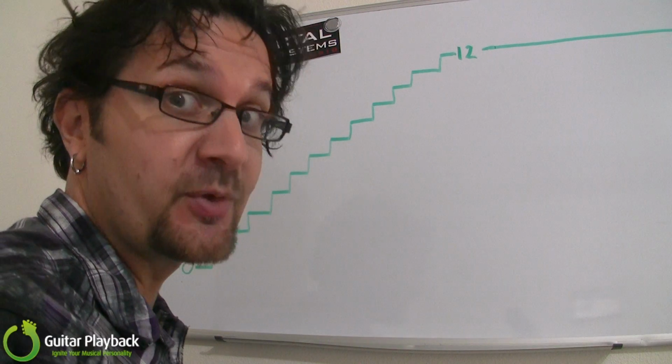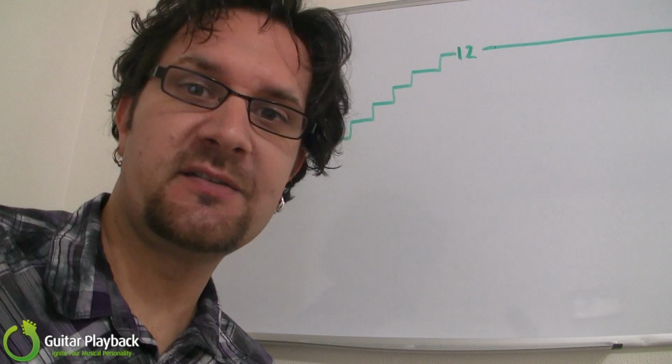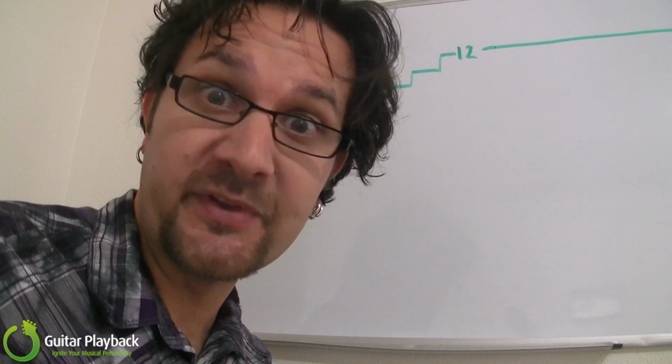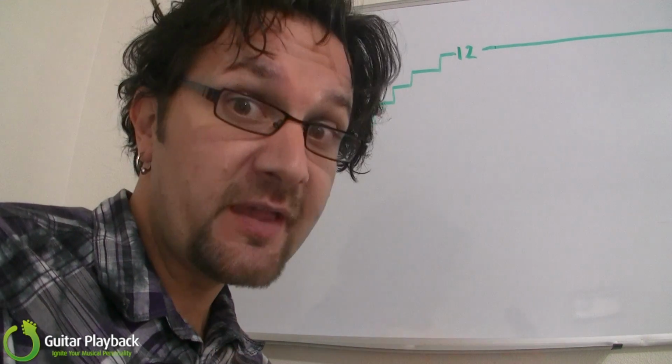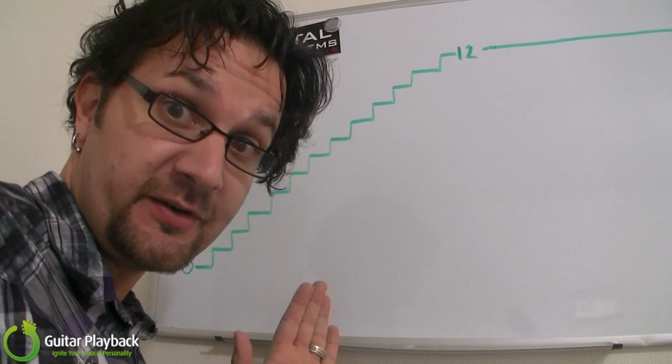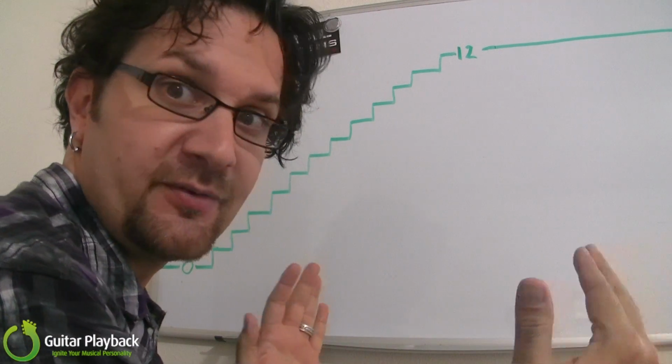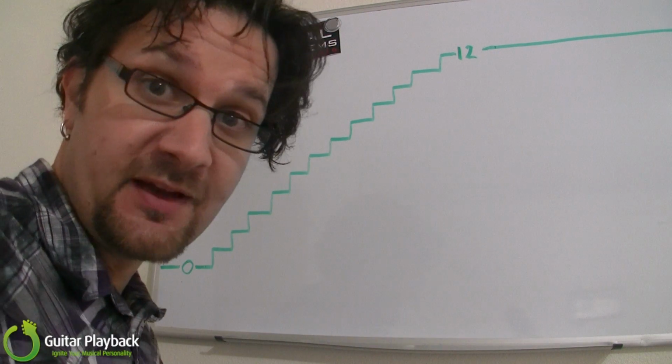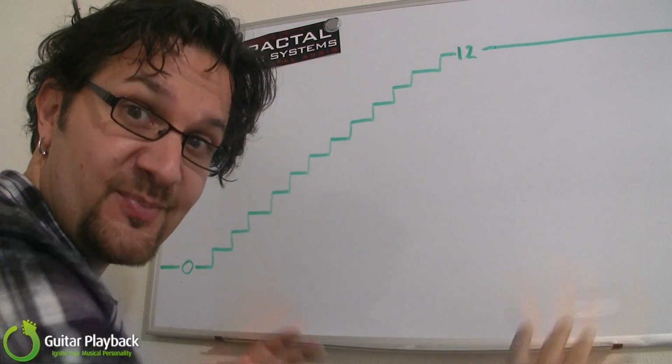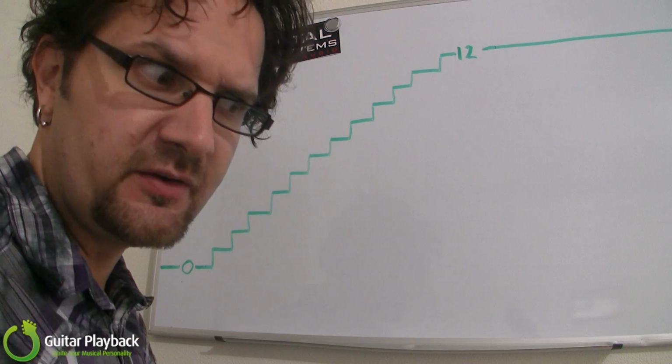This is a 12-step green stair. Why 12? Because we're dealing with the Western music system, which basically says that between a note and its octave we have 12 notes. So when you're improvising, you're going to play on that big staircase. Which notes are you going to use?